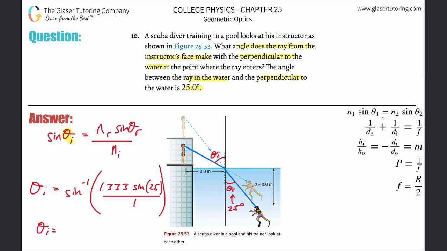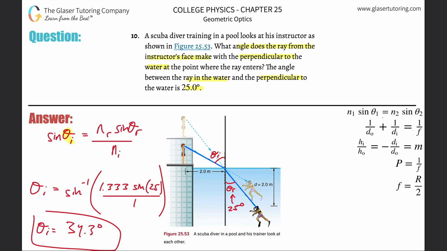Make sure your calculator is in degree mode. So inverse sine of 1.333 times the sine of 25, close the parentheses. You don't have to divide by 1. So this is just 34.3 degrees. That's the incident ray.